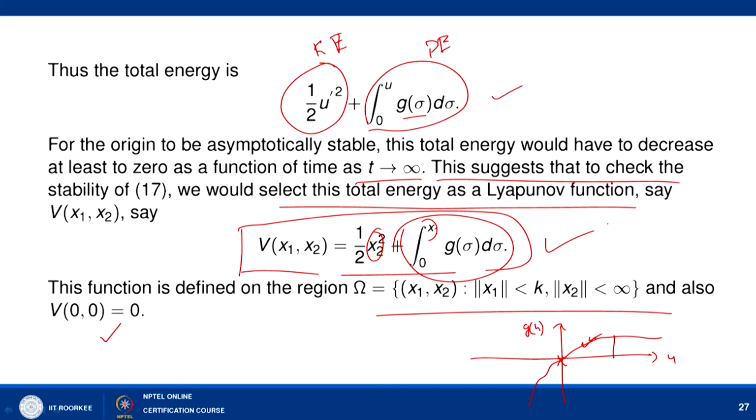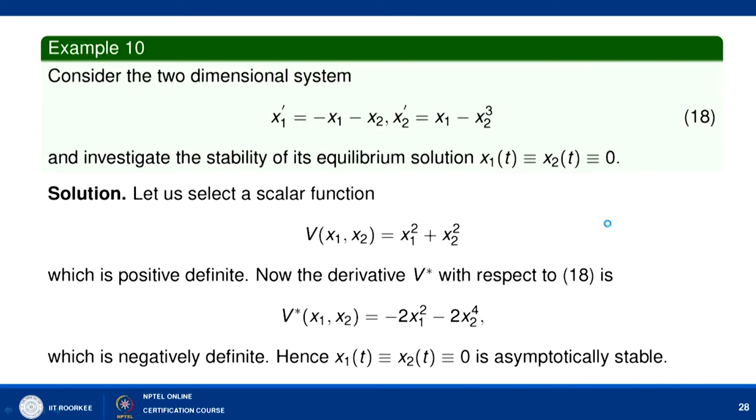Now, this also suggests that in general we take the Lyapunov function as a sum of squares, or say quadratic functions. Anyway, now let us take one example based on this. Consider a 2-dimensional system x1 dash equal to minus x1 minus x2, x2 dash equal to x1 minus x2 cube, and investigate the stability of its equilibrium solution, the 0 solution. Now, let us select a scalar function x1 square plus x2 square. In fact, most of the time we consider V of x1, x2 as a x1 square plus b x2 square, and then we fix the values a and b depending on the requirement.